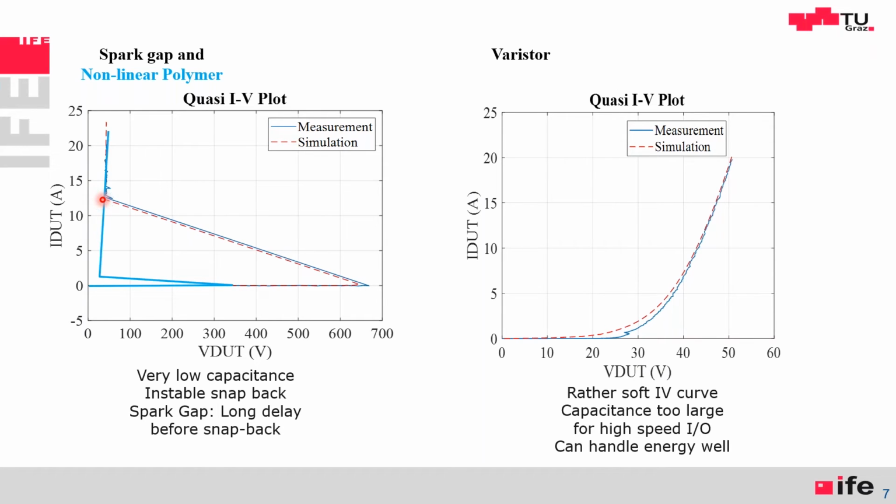There are some fast turn-on devices. They're nonlinear polymers. They're sold by Würth Elektronik and a couple of others. They have very low capacitance, like 50 femtofarad. But they take a couple hundred volt to snap back, and they turn on very fast, sub-nanosecond.